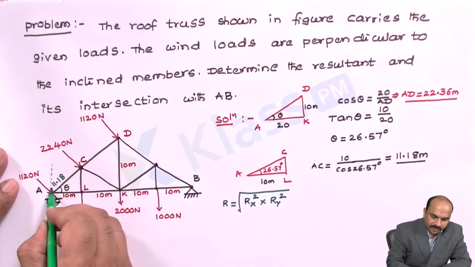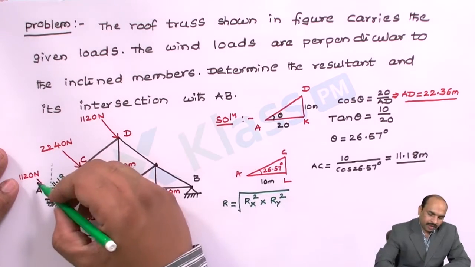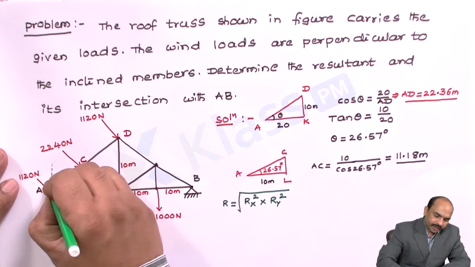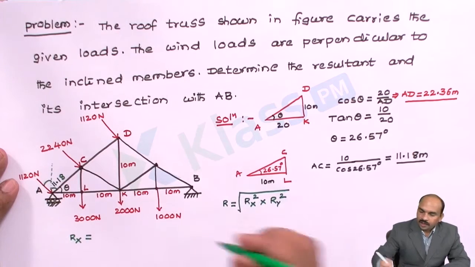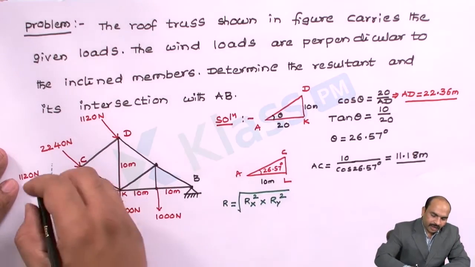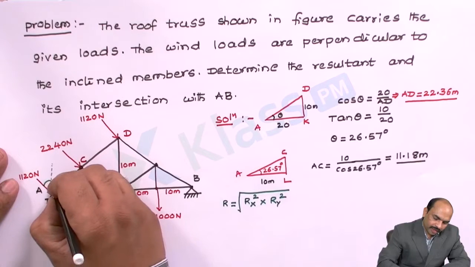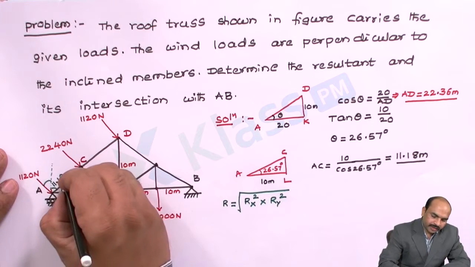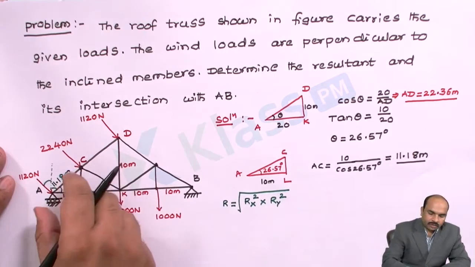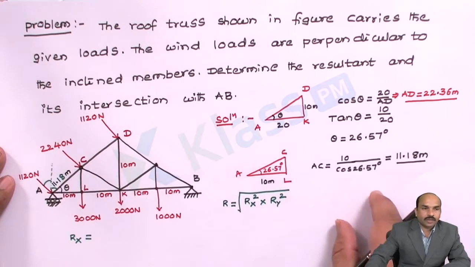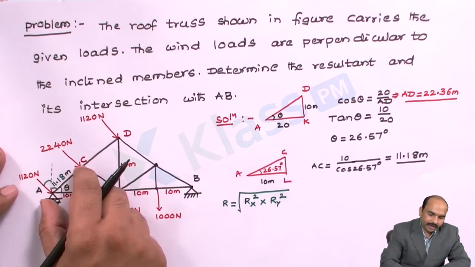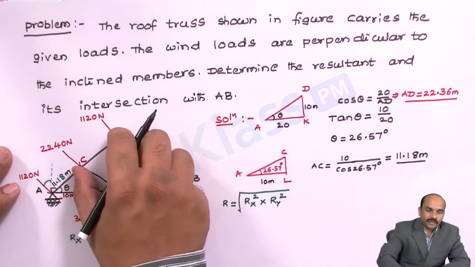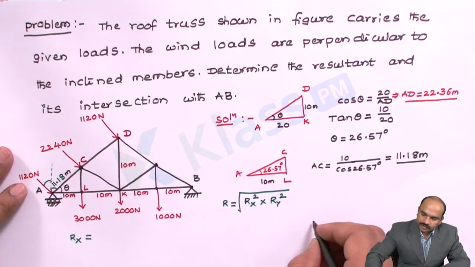So we know this angle is 90 minus theta. But this force is perpendicular to this. So if you want this angle, we will get it as total 90 minus this one. See, this is 11.18 meters. This AC length I will show you separately, and CD also. I will draw this total with a separate diagram.